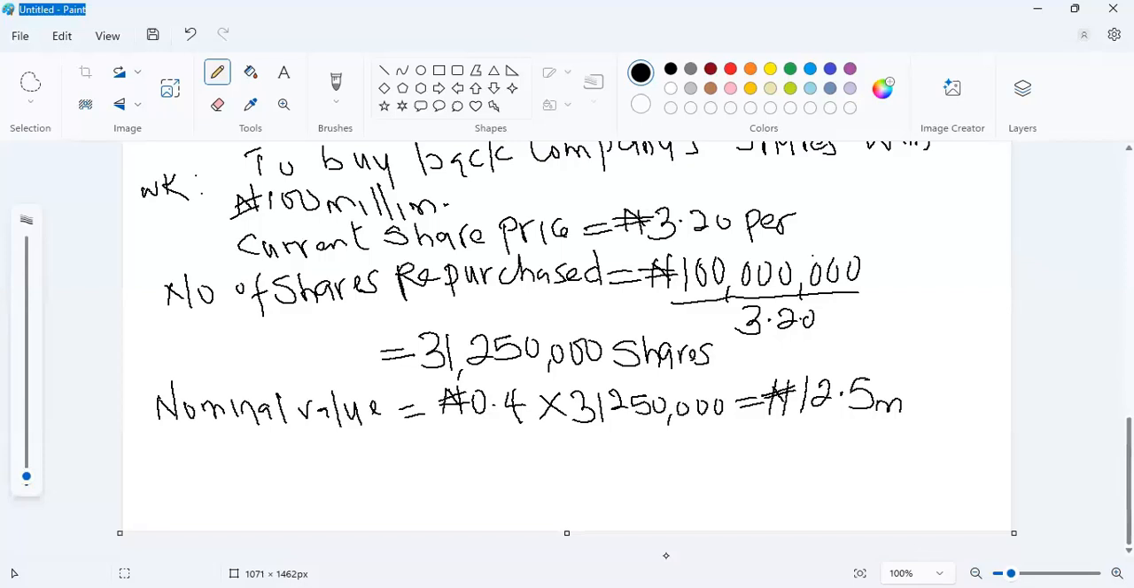Now the premium amount. Out of 3.20, 0.4 is the nominal value. What is the premium?